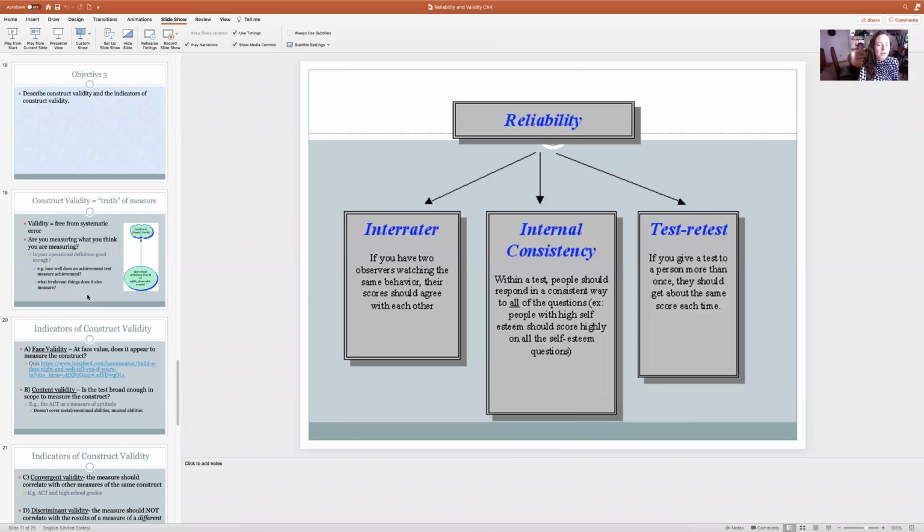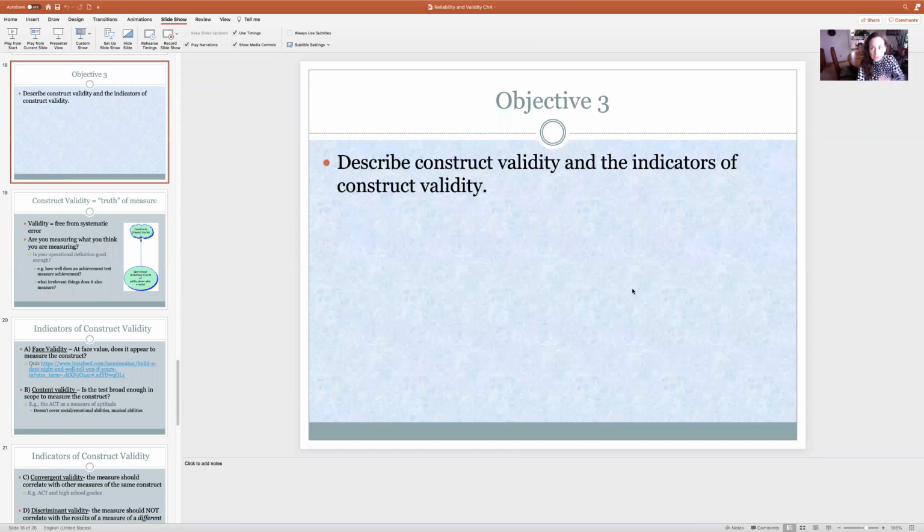Well, last time we were talking about different kinds of reliability tests. So we're going to move into the concept of validity now with objective 3, describing construct validity and the indicators of construct validity. There are different kinds of validity: internal validity, construct validity, and external validity. We'll cover internal and external in the next few chapters. But right now we're going to talk about construct validity.